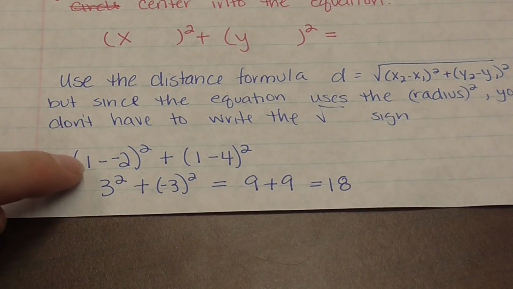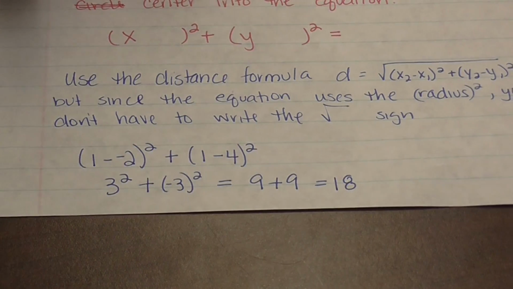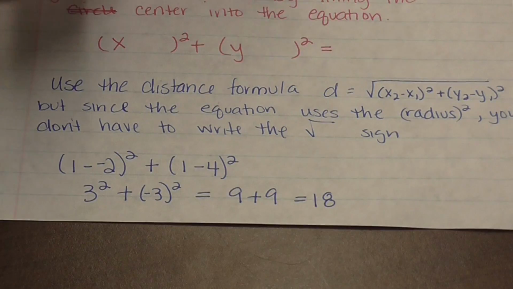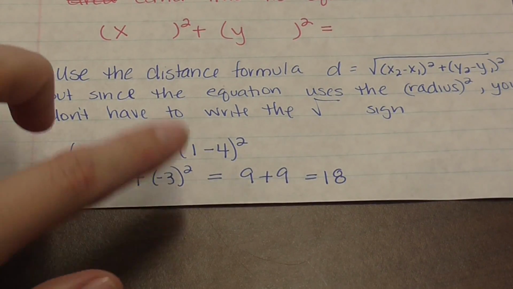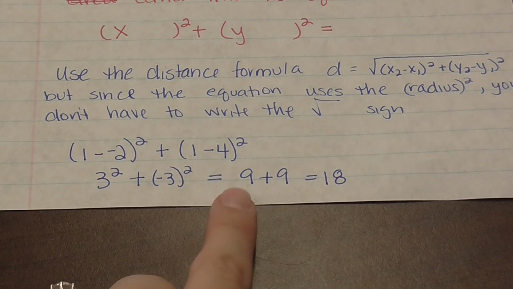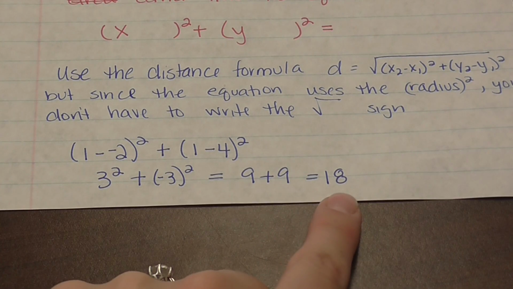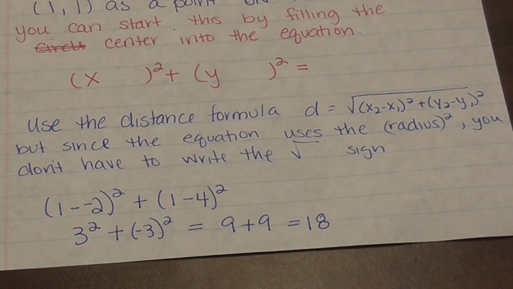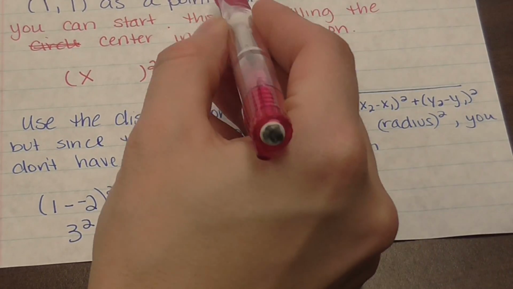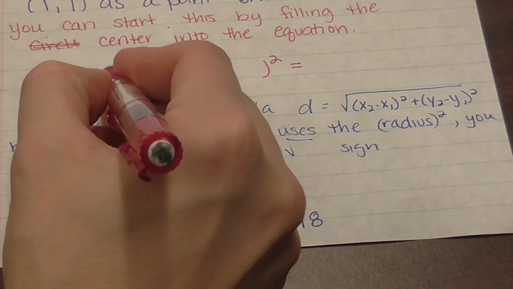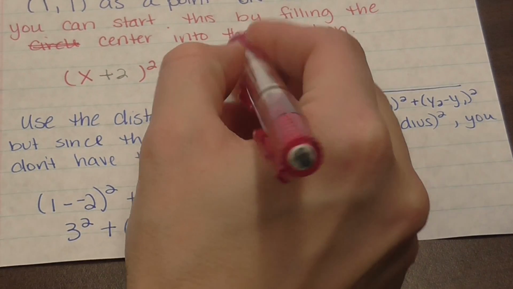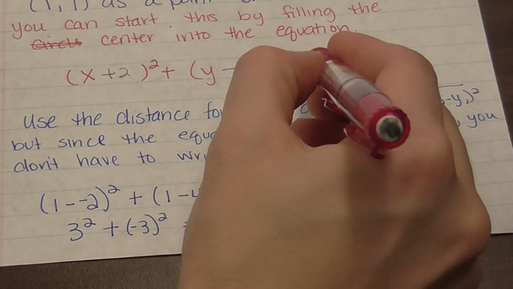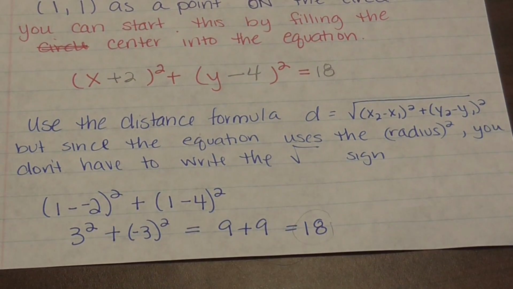So I'm just going to plug in my 2 points. 1 minus negative 2 squared, 1 minus 4 squared. So 3 squared plus 3 squared equals 9 plus 9, which just equals 18. I don't have to put it under the radical or do anything with it, and then I'll just go in and fill in the blanks. So my center is at negative 2, 4, so this becomes plus 2, and this becomes minus 4, and then my radius squared is 18. I just plug it in, and then I'm done.